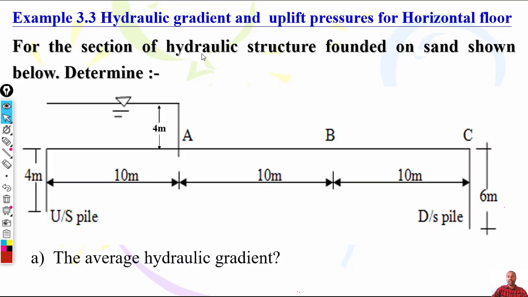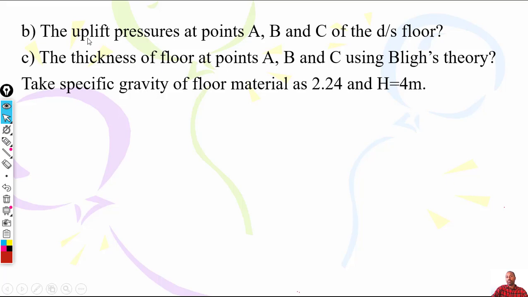For the section of hydraulic structure founded on sand shown below, determine the average hydraulic gradient. So you have sheet pile and also two sheet piles and one just weir with 4 meter width and with a dimension given. So you are going to calculate the average hydraulic gradient, and also you have uplift pressure at points A, B, C of the downstream floor, the thickness of floor at points A, B, C using Bligh's theory, and take specific gravity of floor material as 2.24.